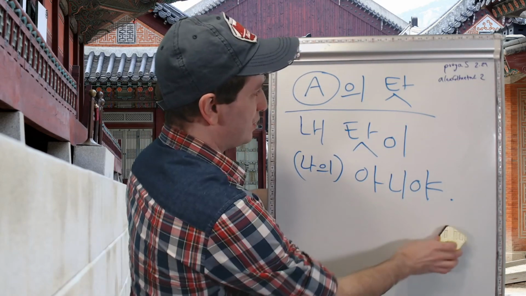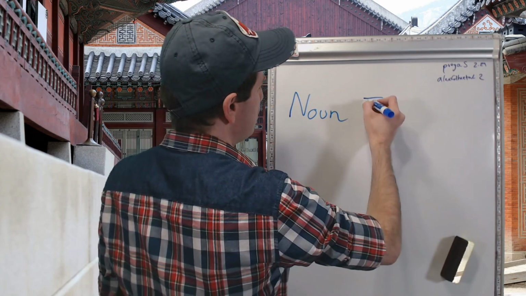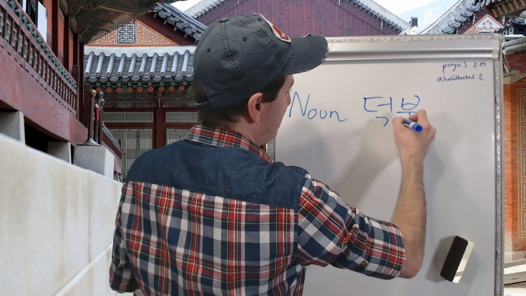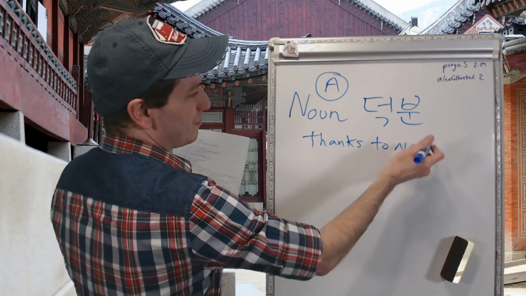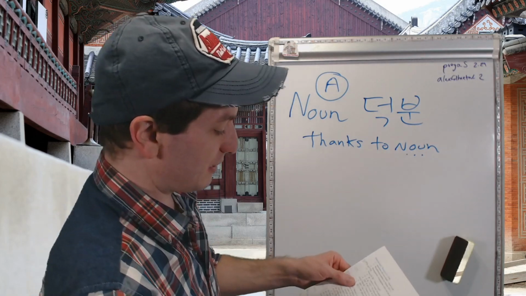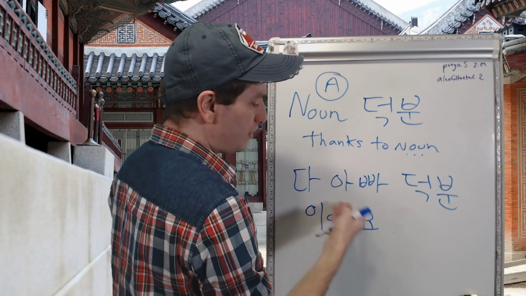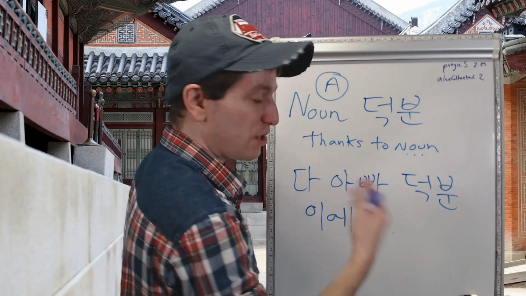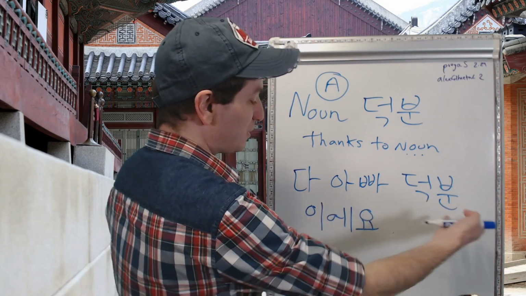The next one we're going to do is 덕분. You use it with a noun. You don't use 에. You can just use 덕분 by itself. And then you'll either use 에 or 이다, just like with 때문. So thanks to whatever it is that you put here. So we could say something like this. 다, everything, 아빠, 덕분. It is all dad's favor, literally, or it is all dad's help, or more naturally, it's all thanks to dad. 다 아빠 덕분이에요.